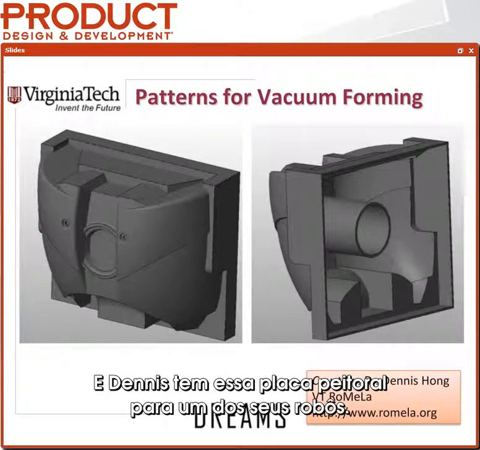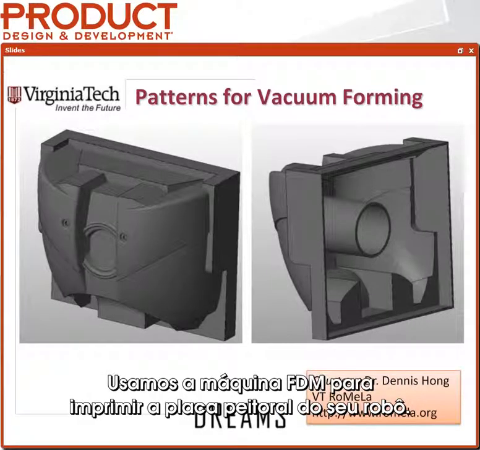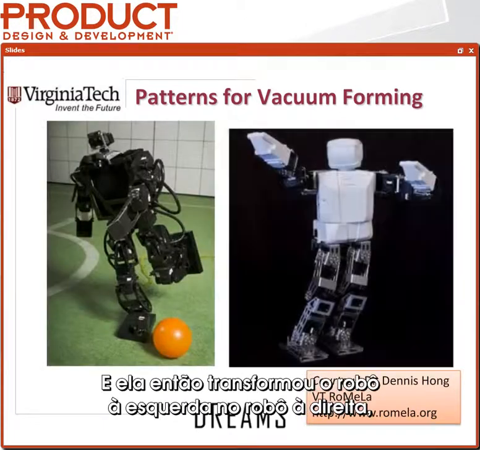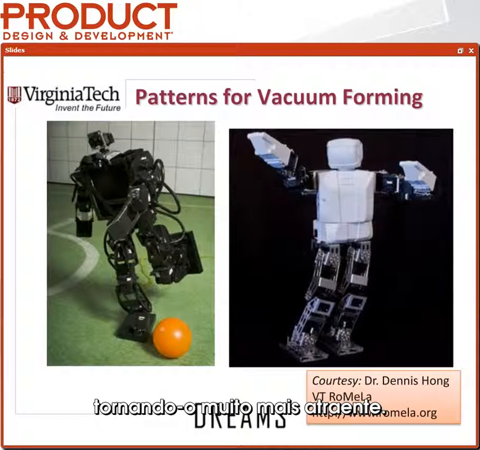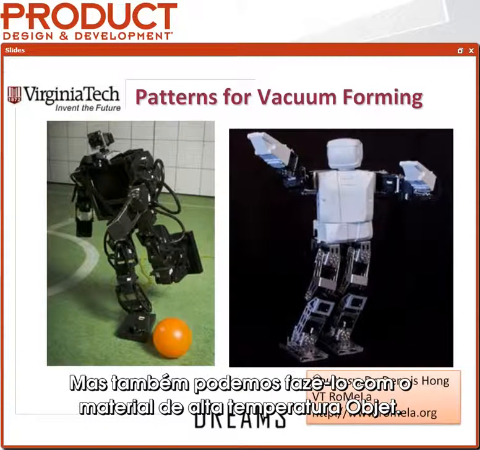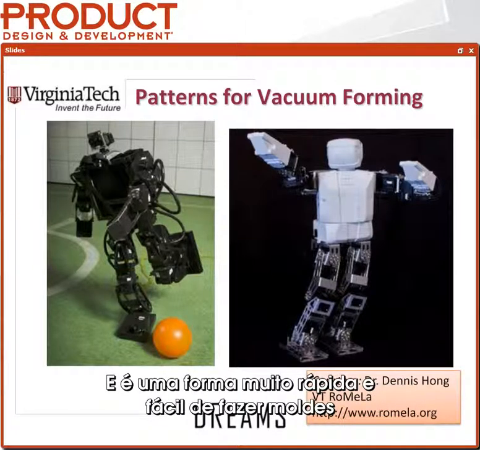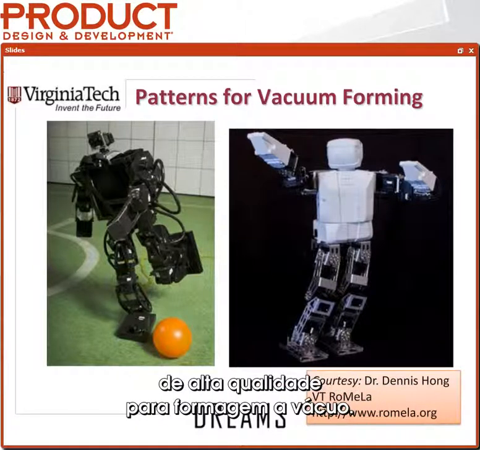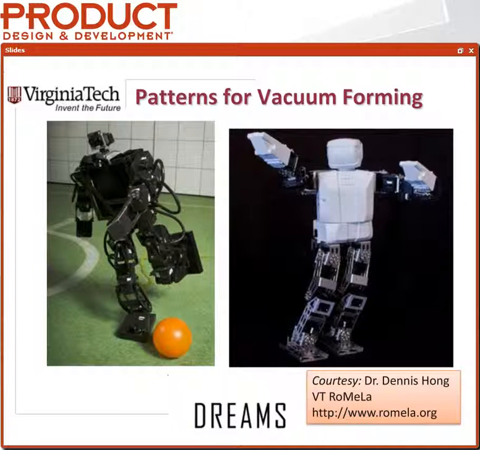And what Dennis works on is he needed a chest plate for one of his robots, so we were able to use an FDM machine to actually print the chest plate of his robot, and then it turned the robot on the left to the robot on the right, made it much more aesthetically pleasing. We did this with FDM material. You can also do it with a high-temperature object material, and it's a very quick and easy way to make high-quality molds for vacuum forming.